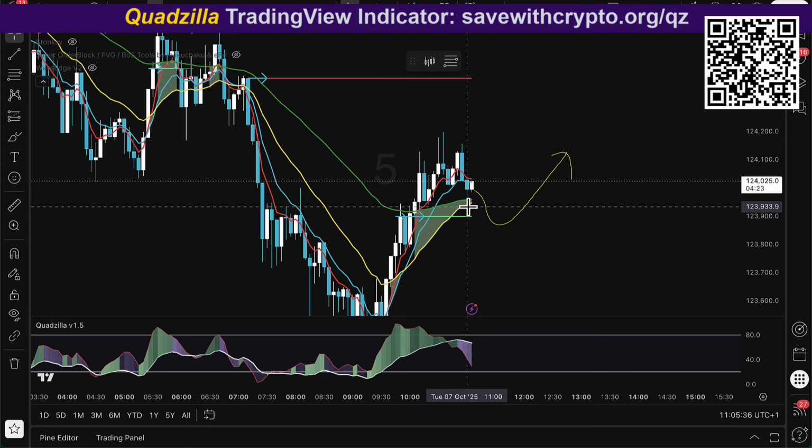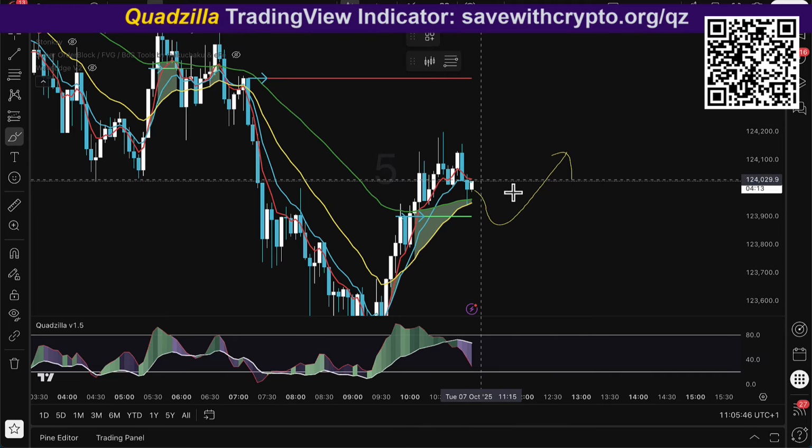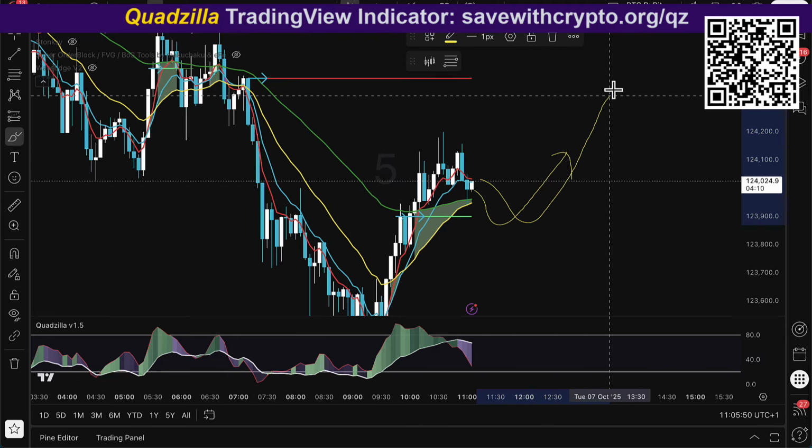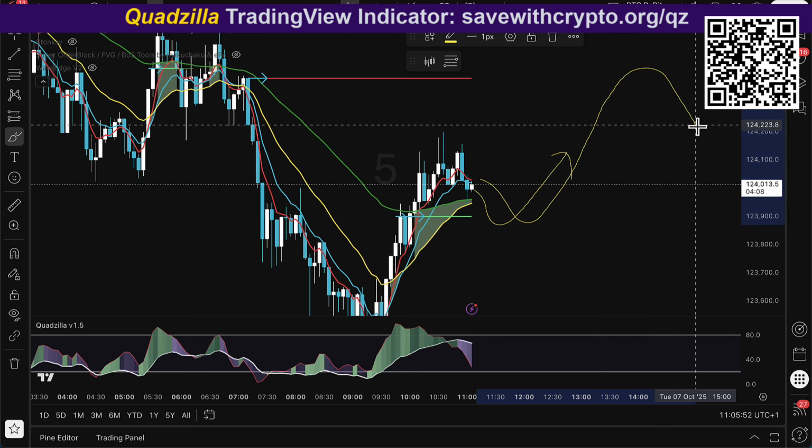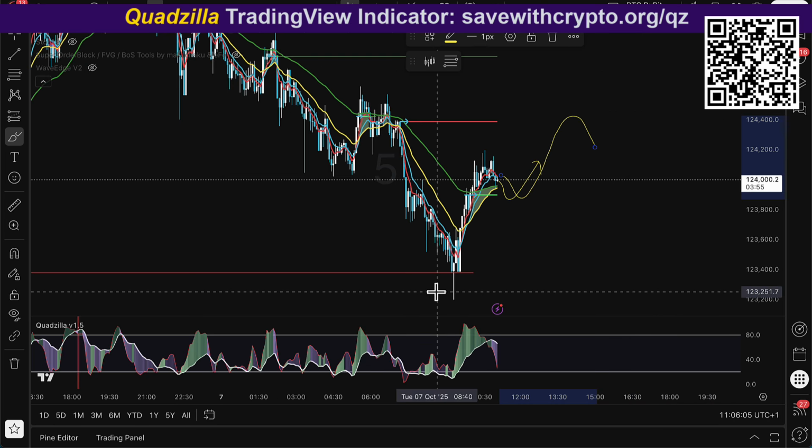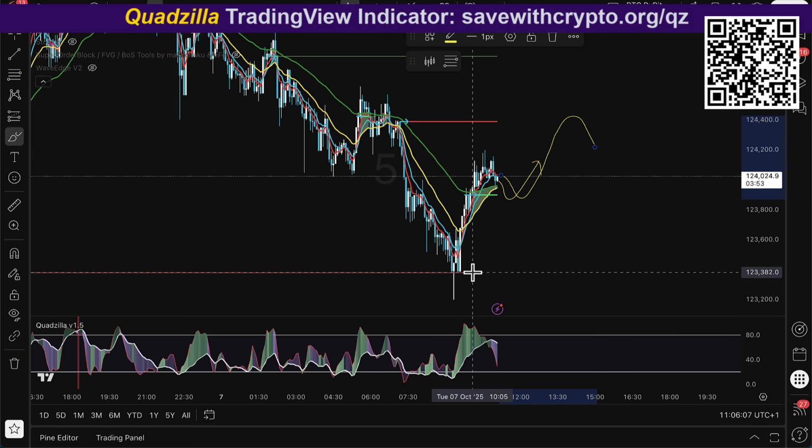And if we do have this level up here, which is a bearish retracement, it's likely that the price might continue to go up there, overshoot it slightly and then come back down again. And then of course we'd be looking at lower levels like this one here at 123,382.